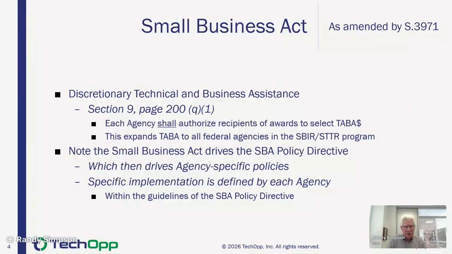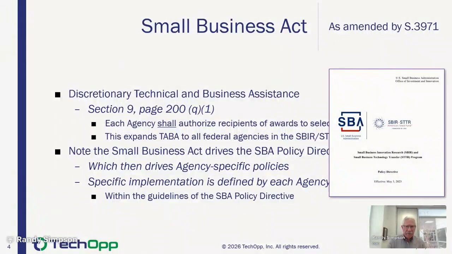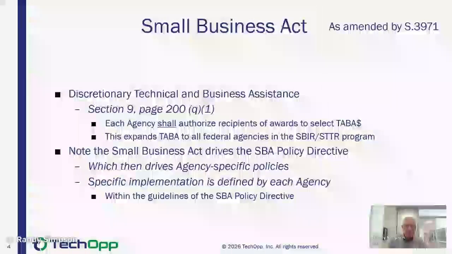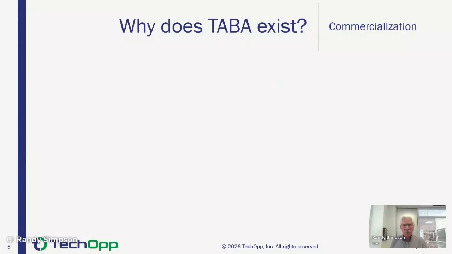And the Small Business Act drives the Small Business Administration Policy Directive, which then drives agency-specific policies like coming out of DOD or Department of Energy or NOAA or whatever. And their implementation is unique, so each one is not the same, but they all have to work within the guidelines of the SBA's policy directive.